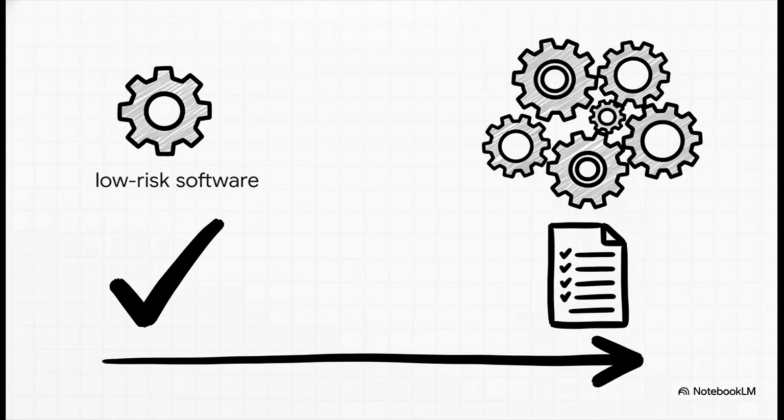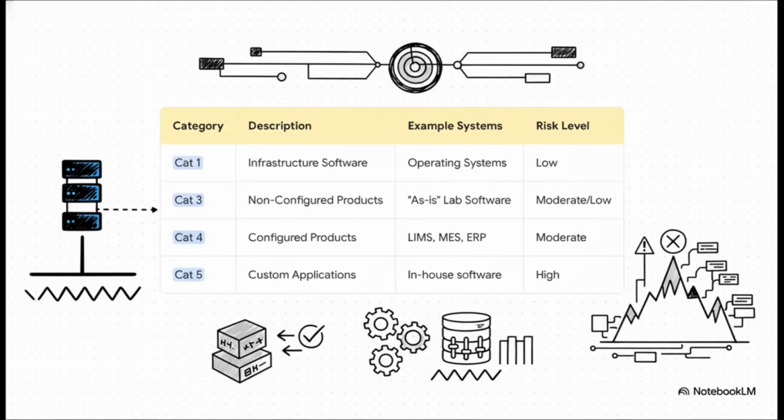So, what's the secret sauce that makes all this work? Honestly, it's incredibly simple, but it's powerful. GAMP5's entire structure is built on one idea: treat different types of software differently. The amount of work you put in is tied directly to the software's complexity and its risk. So here's how that plays out in the real world. GAMP5 sorts software into a few buckets.